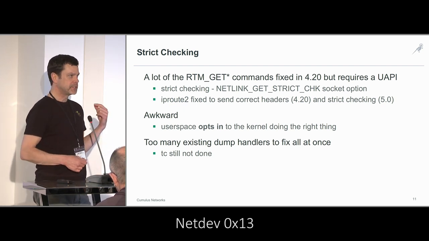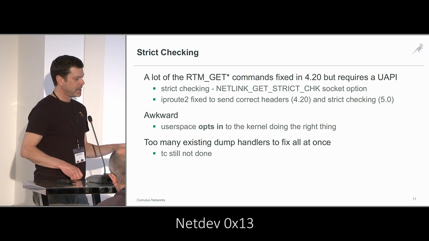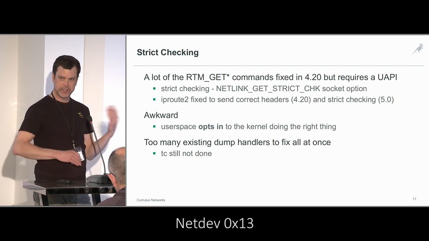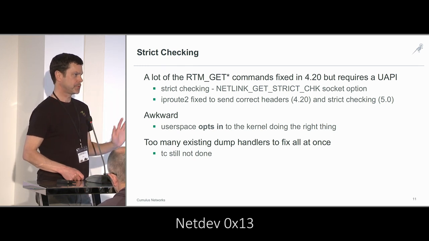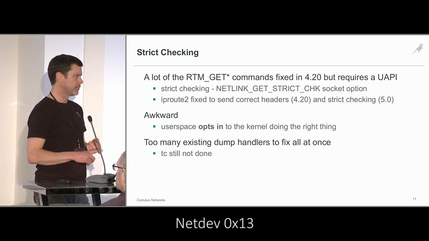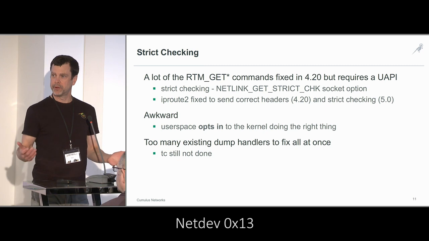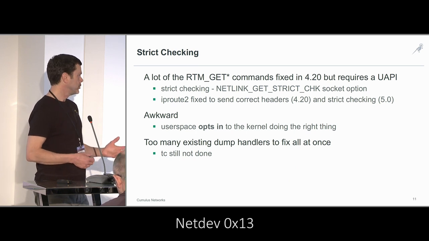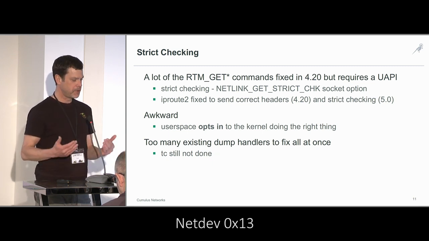Knowing that I had all these things in my head about wanting to do some other kernel-side filtering, I stopped what I was doing at that time and added this strict checking infrastructure, which was trying to fix some of these past mistakes. Let's add another API that says, I'm an updated user space, I'm sending you the proper header, please do all the formal checking. Make sure I have the right structure, and that any bit in this dump request is a valid part of what this handler knows how to interpret and then send back. But that's awkward. User space is opting in to the kernel doing the right thing, when the kernel should have been doing the right thing from the beginning.